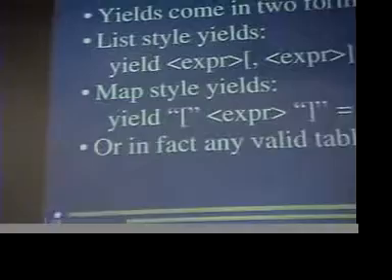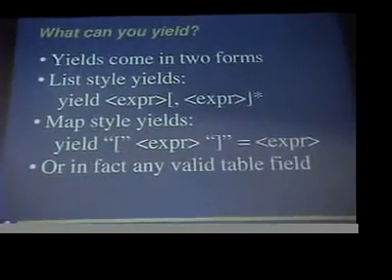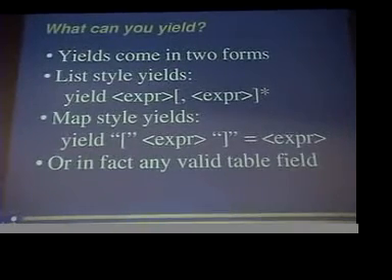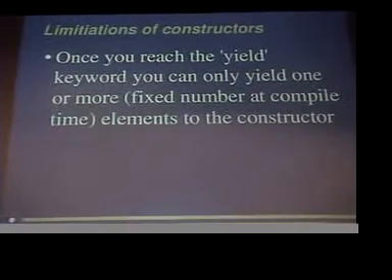Yield comes in two forms: list style yields like we showed before, and map style yields where you can yield key equals value back into the table. In fact, any valid field that you could put into a table constructor, you can yield out of a comprehension. So you could yield closures over values that you've iterated, and then your head explodes. But you can do it.